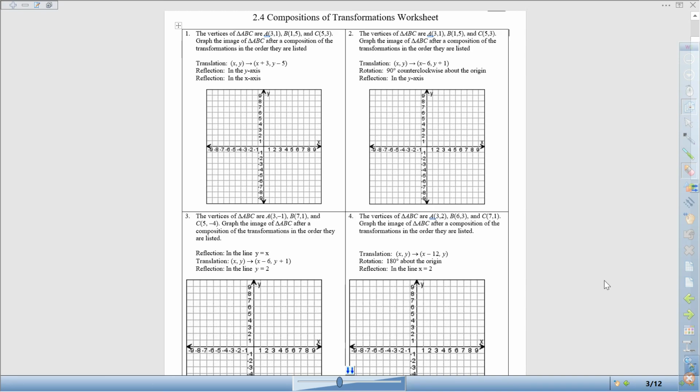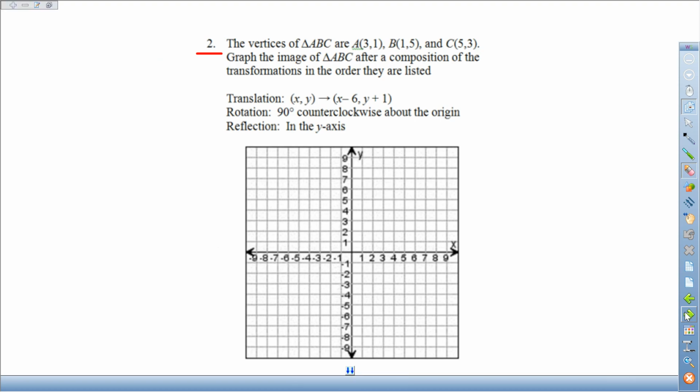Hey, everybody. So we're going to be looking at the 2.4 compositions of transformations worksheet today. If you guys recall, all a composition of a transformation is doing is multiple transformations on the same graph. So we're doing translations, reflections, rotations all together. The one I'm going to be looking at with you guys is number 2. So let's go ahead and get going.